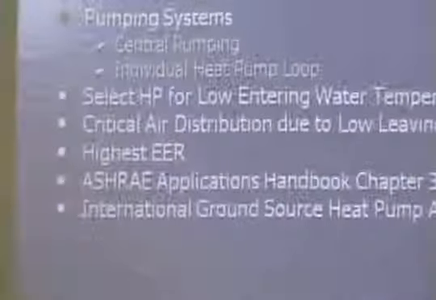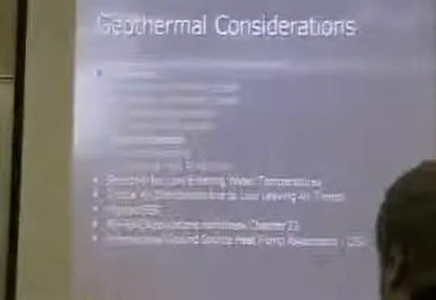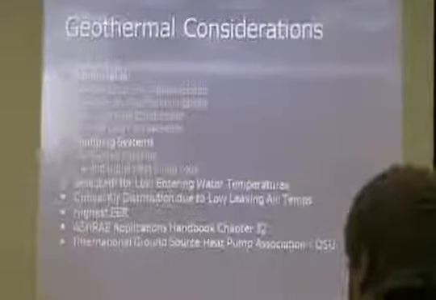For most water source heat pumps, you're going to use a central pump, because these little bitty 2, 3, 4 gallon a minute pumps are 60% efficient. Bigger pumps get up to 80% efficient.